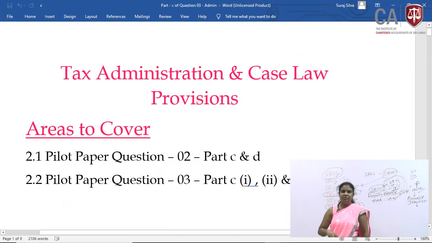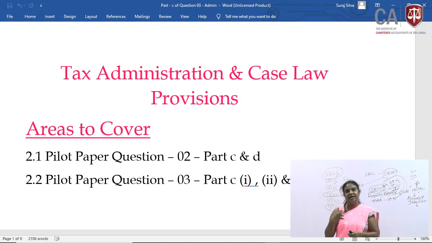The target is, with the questions of the pilot paper, to give you an insight into the theoretical areas of the tax administration and the case law provisions. The issue is, not the issue, it's a benefit. The benefit is you can bring the Act to the examination. Then I highly recommend that you tag these provisions in the Act separately.